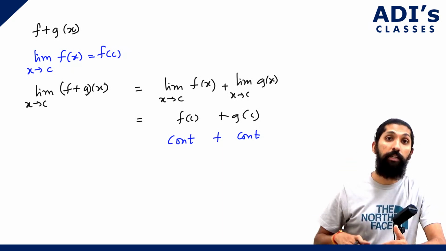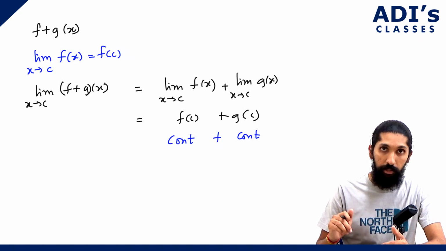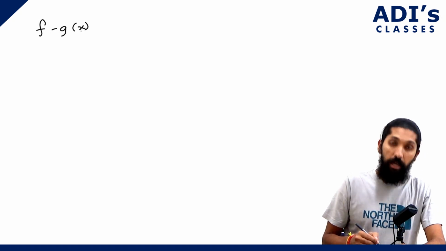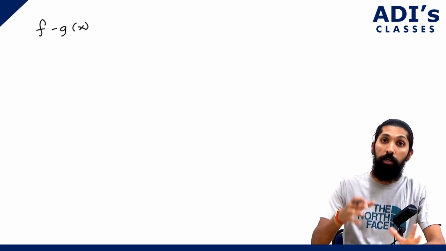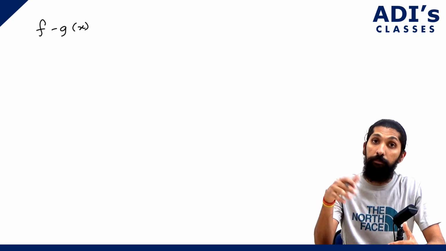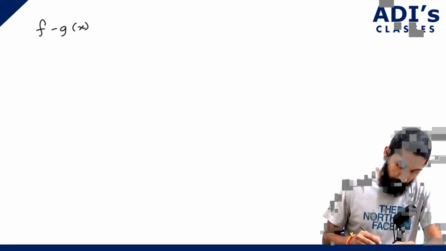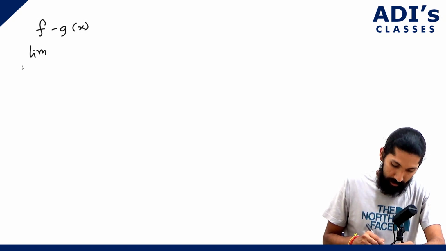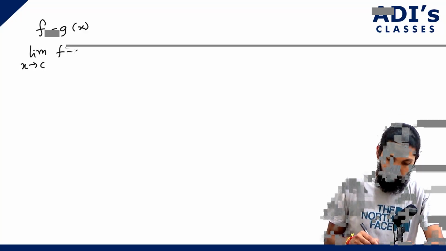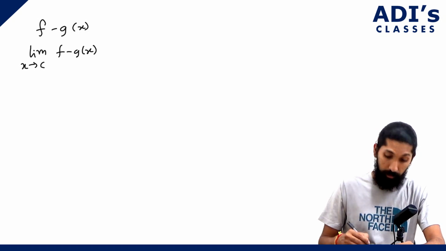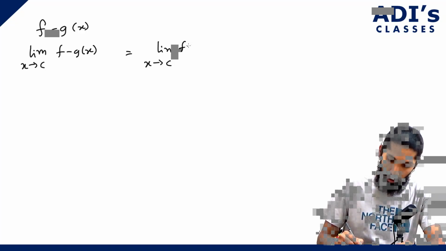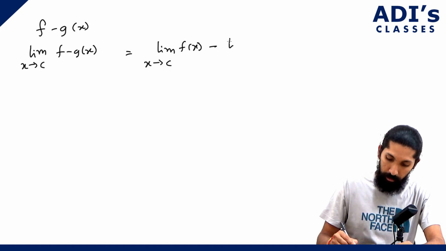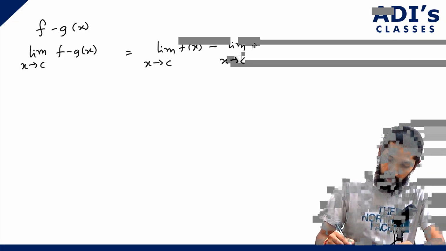Now we'll do the same thing with the negative one, that is f minus g. Alright? For f minus g, you have f minus g of x. Again, we look at it the same way. No change in whatever we are doing. Just like what we did in the previous case, the same thing we'll do here also. That means now we'll take limit as x tending to c of f minus g of x. Alright, so this is going to become limit as x tending to c of f of x minus limit as x tending to c of g of x.